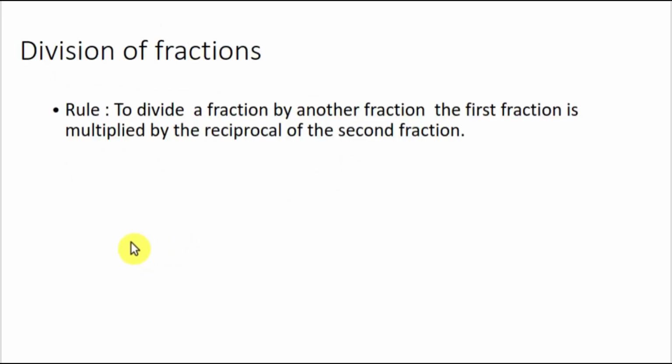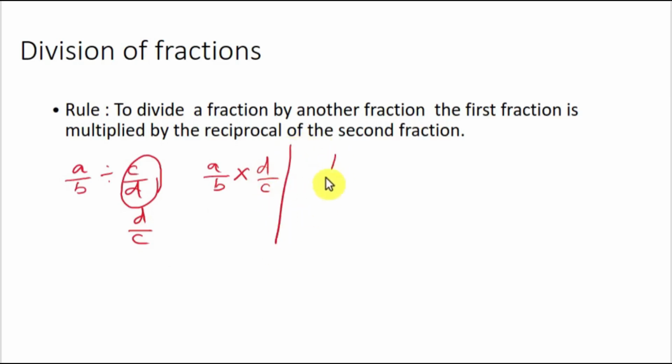The next topic is division of fractions. The rule to divide a fraction by another fraction: the first fraction is multiplied by the reciprocal of the second fraction. For example, A by B divided by C by D equals A by B multiplied by the reciprocal of C by D. What is the second fraction? C by D. What is its reciprocal? It is D by C. So, A by B into D by C.